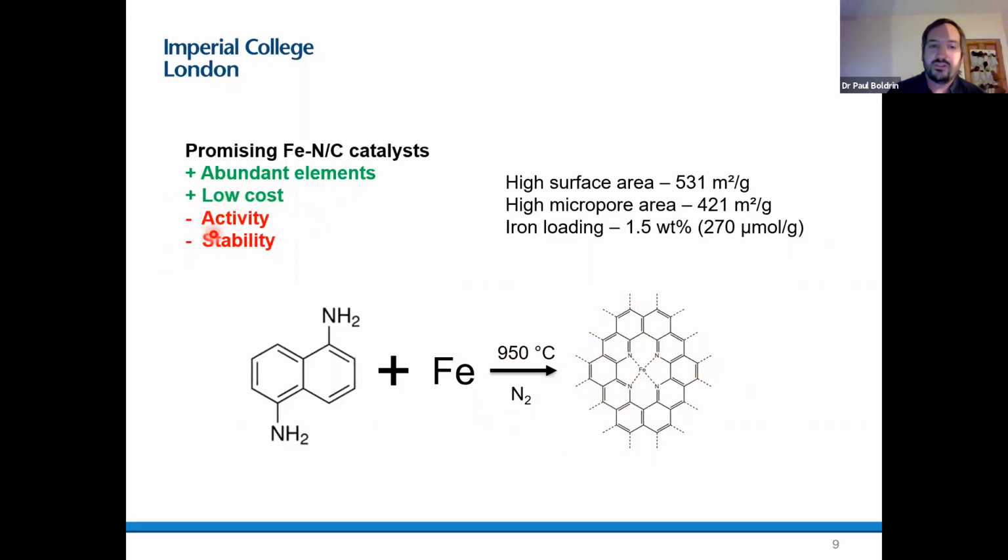The disadvantages are it has lower activity at the moment than platinum and lower stability again at the moment. And the main problem with these is that no one actually really fully understands even the structure of these materials, let alone how they work, in order to be able to improve them in any kind of rational way. So at the moment, all the methods of trying to improve them are basically empirical, trying something and then seeing if it makes it better.